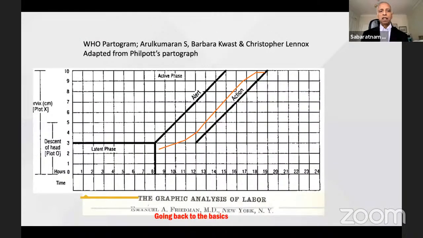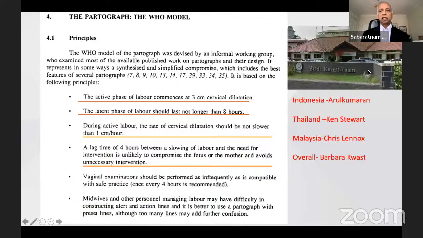the best. And this partogram for WHO was done by myself, Barbara Cost, and Christopher Lennox, and was adopted from Philpott's partograph. That is the alert and the action line and the latent phase. And these were the countries. Indonesia, I was in charge of 2 hospitals, Thailand, Ken Stewart, Malaysia, Chris Lennox, and overall Barbara Cost. And we followed the principle that unless she reached 3 centimeters, not to intervene, and at least give 8 hours in the latent phase. And in the active phase, if it is less than 1 centimeter per hour, and if it crosses the 4 hour cutoff line, then we can do an ARM and give oxytocin.